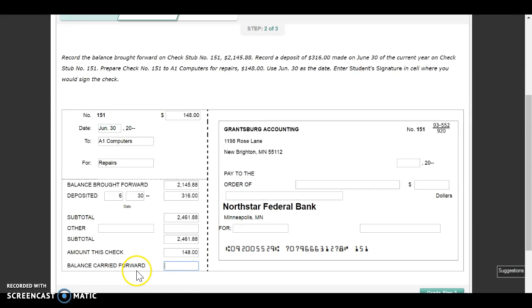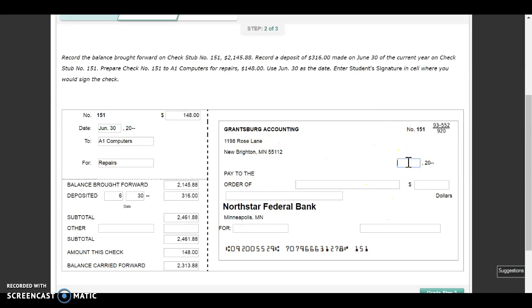And then how do I get this number here, my balance carried forward? Remember, this is the amount that we have in our account right now. The amount of the check is coming out of our account. So we're going to subtract that. So we're going to subtract 148 from that 2,461. We should get $2,313.88.